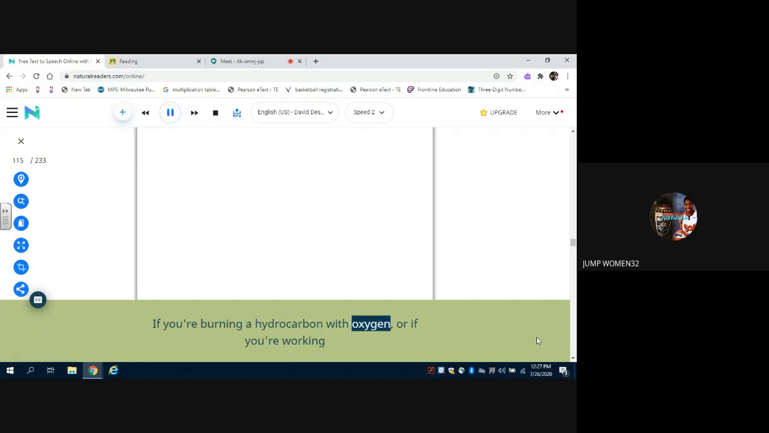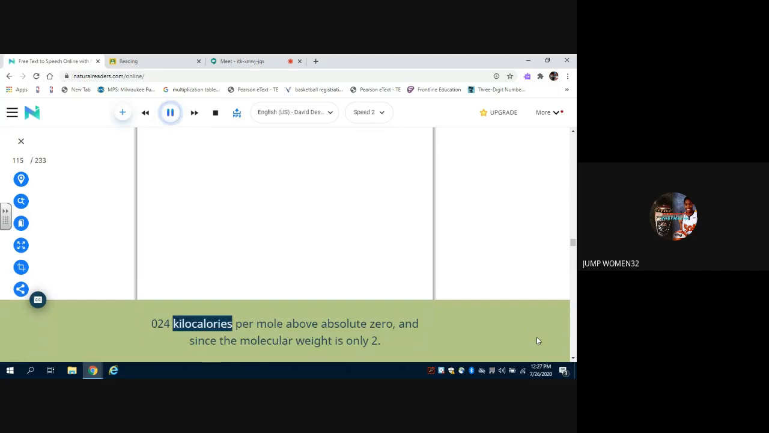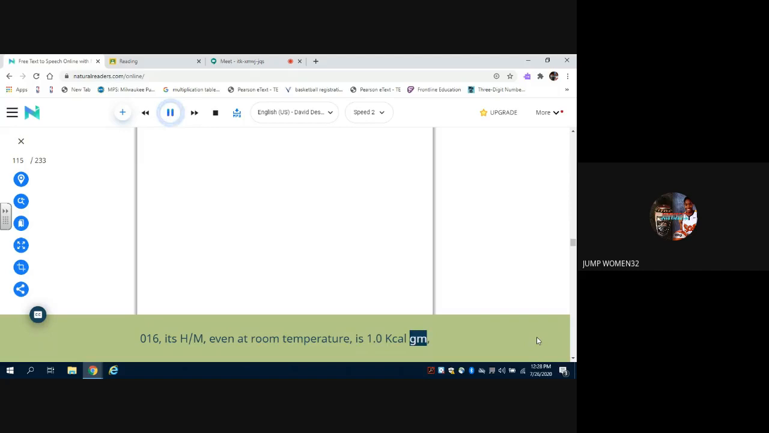Asterisk: the classification of hydrogen as a fair contributor of energy, even though it, naturally, has a zero heat of formation, is explained by the fact that the molecule is so light. At 25 degrees it has a sensible heat, or heat content, of 2.024 kilocalories per mole above absolute zero, and since the molecular weight is only 2.016, its H/M, even at room temperature, is 1 kilocalorie per gram.